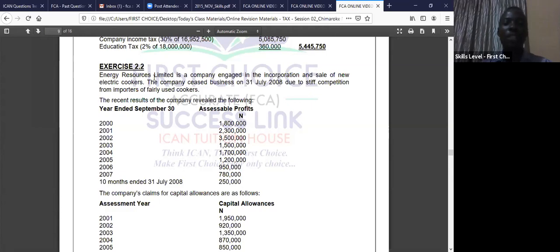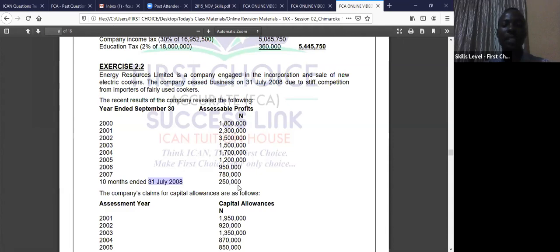Now, Energy Resources Limited is a company engaged in the incorporation and sale of new electric cookers. The company ceased business on July 31, 2008 due to stiff competition from importers of fairly used cookers. So this date is remarkable. 2008 is the date the business ended. If you look at the assessable profit, we can still see 2008 here.